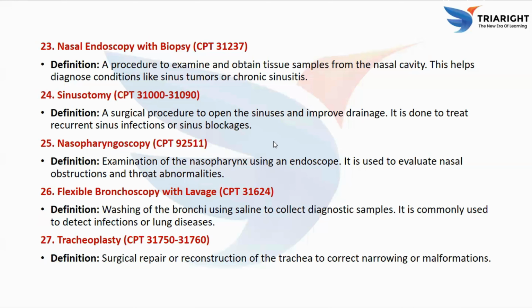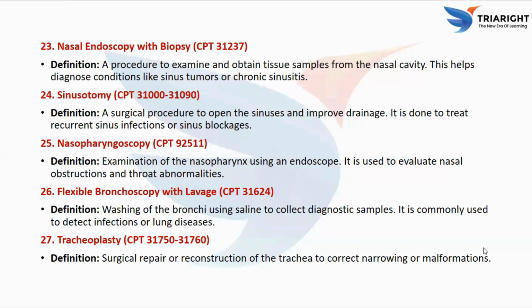And multiple sinuses, if you have multiple sinuses in the patient record, you have to assign multiple codes. So the next procedure is nasopharyngoscopy. Nasopharyngoscopy is done using an endoscope to examine the nasopharynx. The nasopharynx is an area behind the nasal cavity and above the throat.